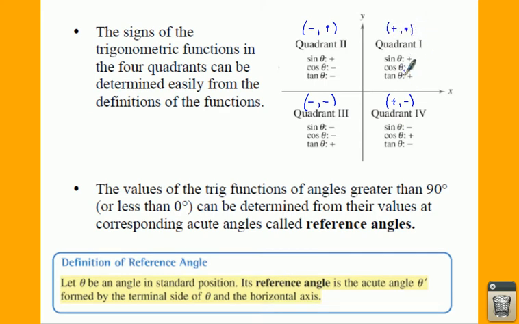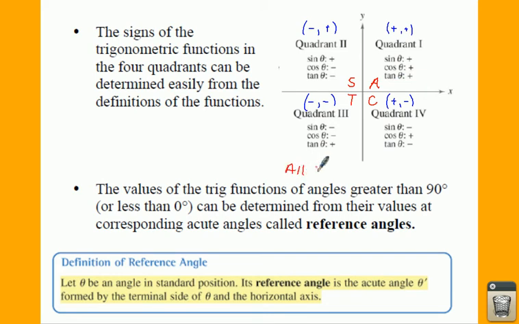Now, the easiest way to remember which ones are positive is a little thingy we like to call ASTC. So in the first quadrant, all of the functions are positive. Here in the second one, only sine is. Here in the third one, only tangent's positive. And here in the fourth one, your cosine's positive. So ASTC just goes in the order of your quadrants.